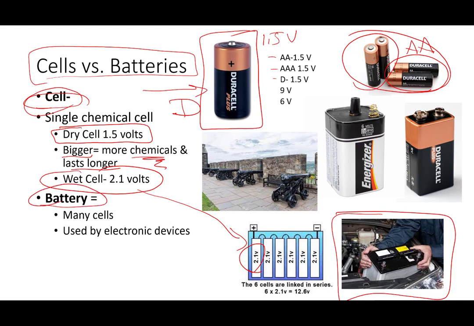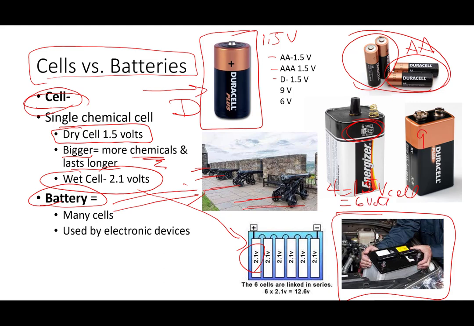Now, the term battery is an old military term from the 1600s, 1700s, and it referred to a battery of cannons. You'd line one up after another, and that's what was referred to as a battery. So they would line up one after another of these cells, and you would have multiples in one place. For example, this 6-volt, often referred to as a lantern battery, actually contains four 1.5 volt cells. And four times 1.5 volts gives you 6 volts.